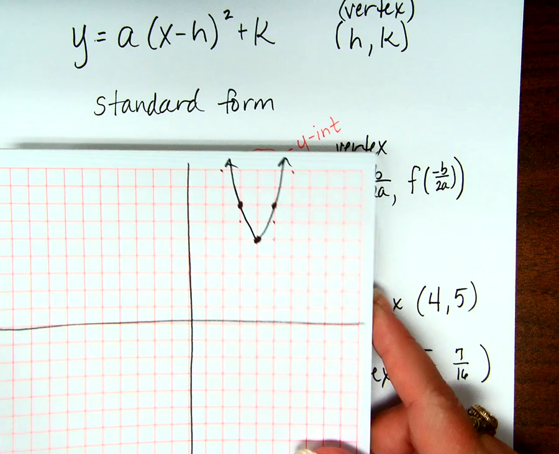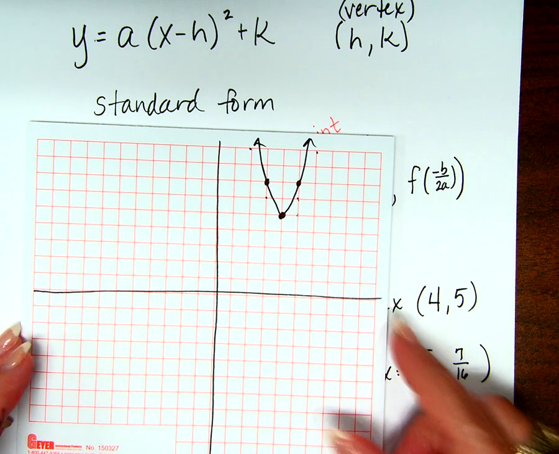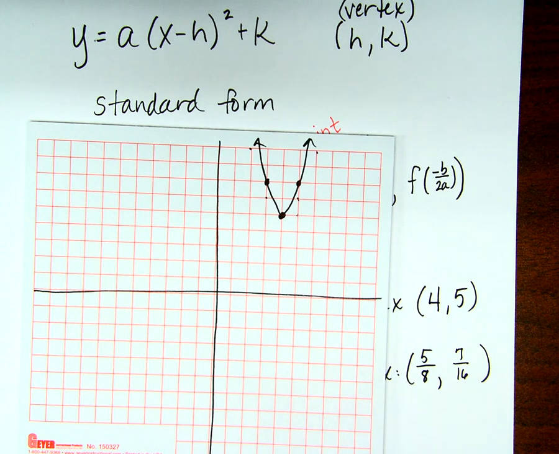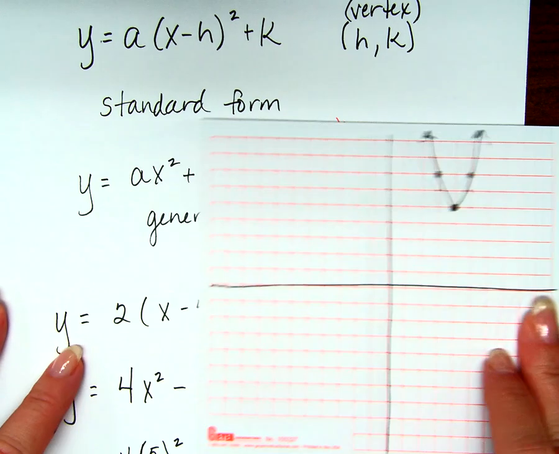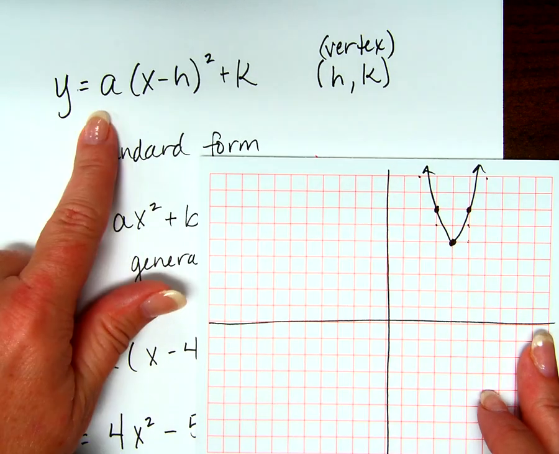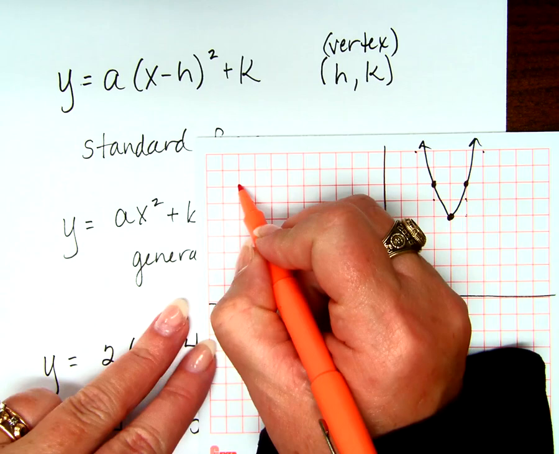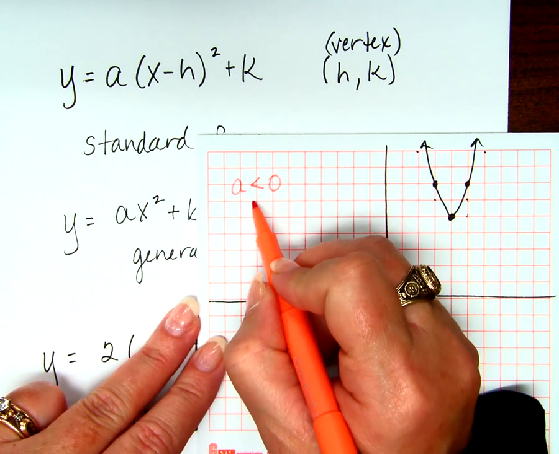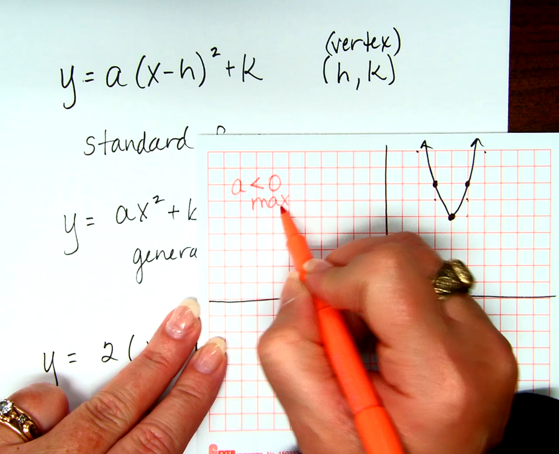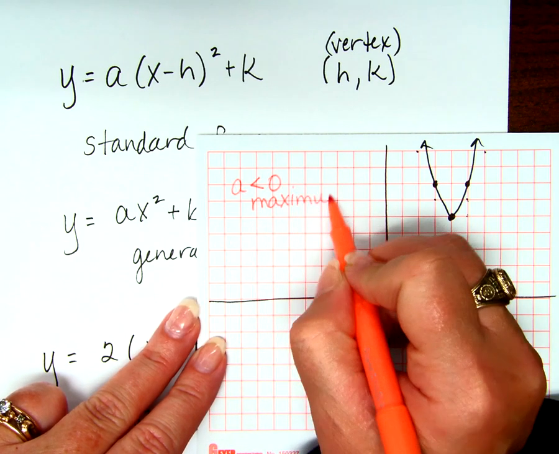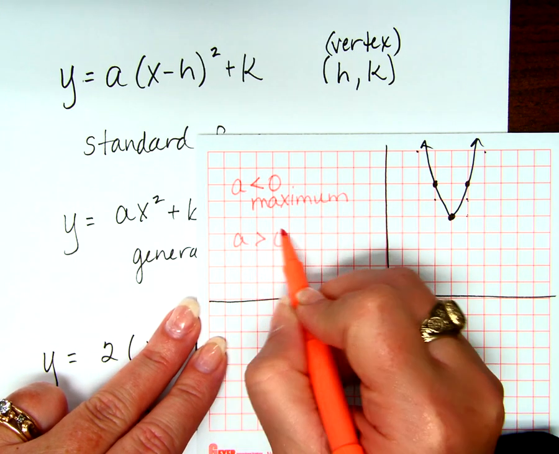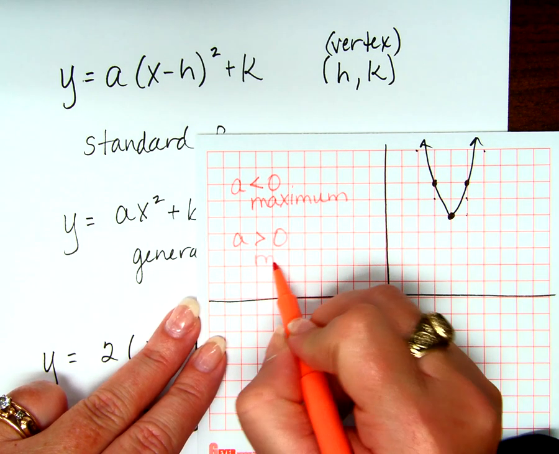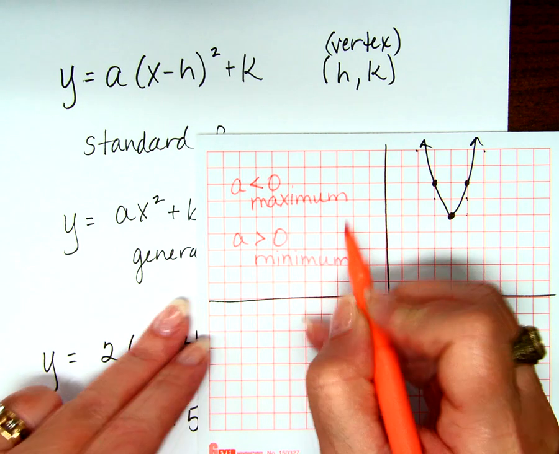So one more time talking about minimum and maximum real quick. Are you okay with that? If this is my parabola, how am I going to know whether it has a minimum or maximum? What has to be true about the a value in either form, standard form or general form? So if a is less than 0, that's going to be what? It's opening down, so that will be a maximum, right? And if a is greater than 0, if a is positive, like this one, my vertex will be a minimum. Does that help a little bit?